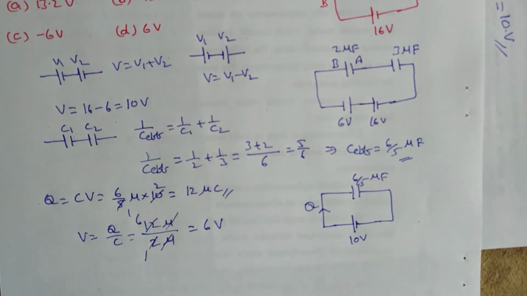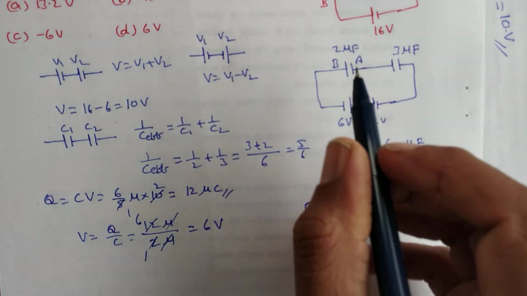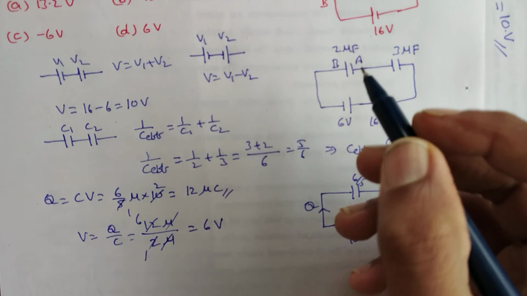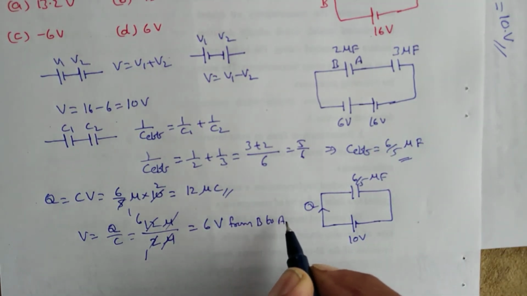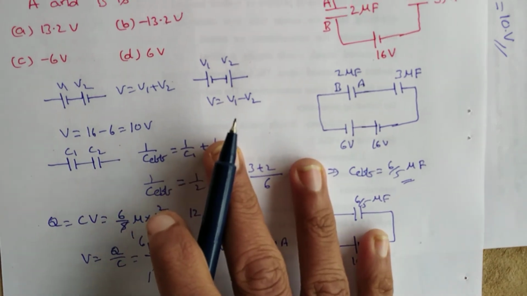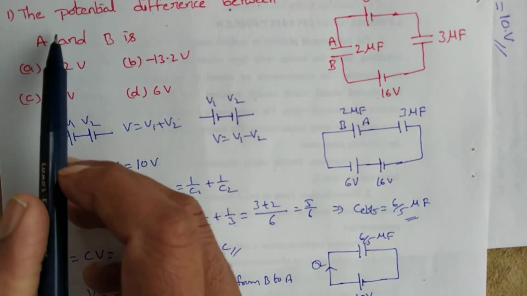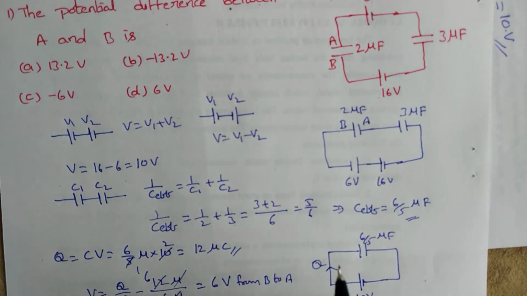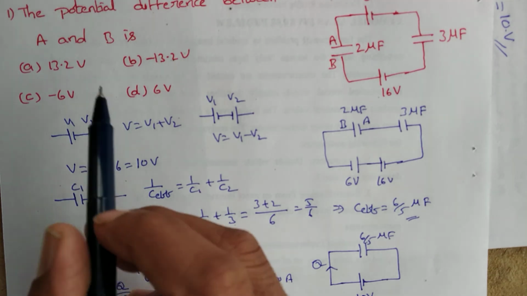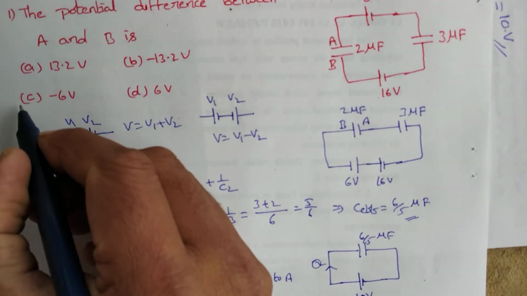This 6 volts is from B to A, right or wrong? 6 volts from B to A. The question asked is to find the potential difference from A to B. That means we get minus 6 volts, right? B to A is 6 volts, but they asked A to B. That means minus 6 volts.